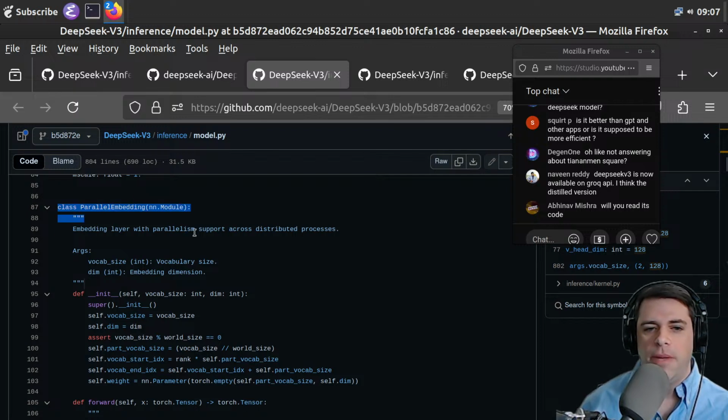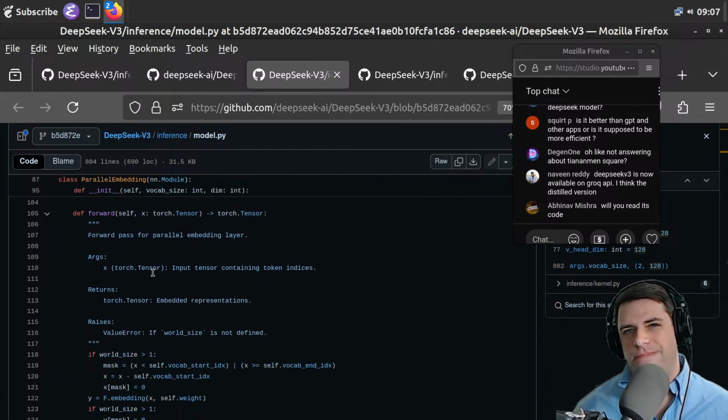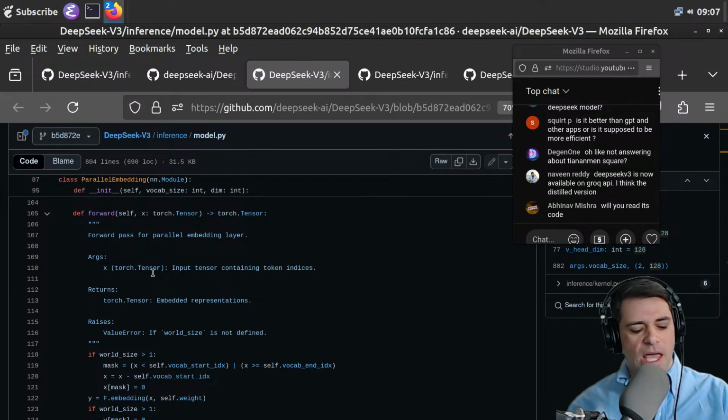All right, so we have the parallel embedding. I think, like I said, they use parallelism a lot to spread out the compute, which is an important thing. To some extent that's how Google also got its start, taking a bunch of commodity machines and building a massive computer out of them.